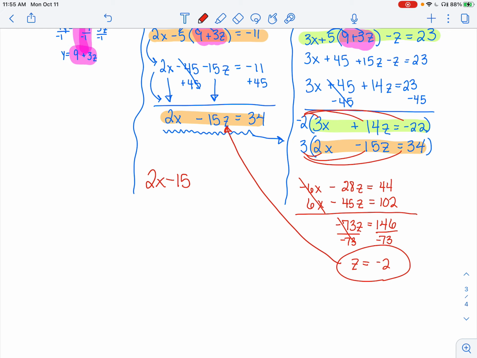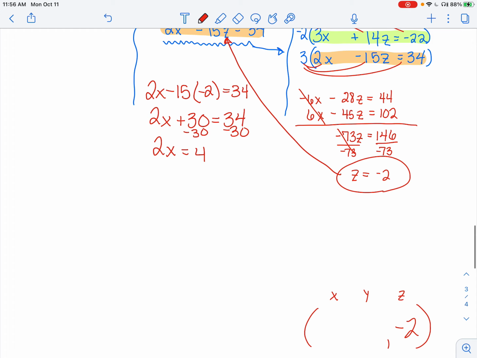So I'm going to do 2x minus 15 times negative 2 equals 34. 2x, negative 15 times negative 2 is positive 30, equals 34. 2x equals, because you're going to subtract 30 now. I'm doing this quickly. If you need to pause the video, in fact, maybe you should pause the video and try solving for yourself. Divide by 2. X is 2. So I had to multiply 15 and 2. I had to take the 30 to the other side. I had to divide by 2. And you can see, once you get one answer, the rest is smooth sailing.